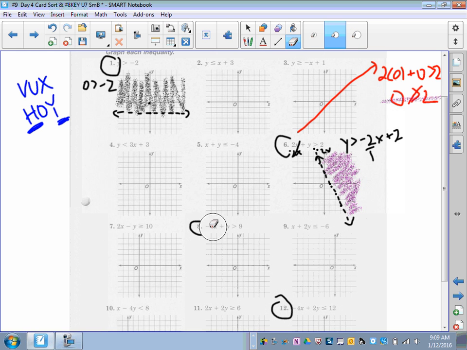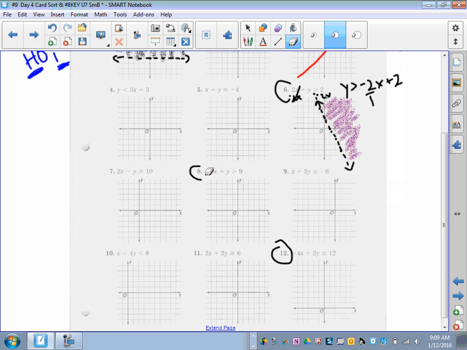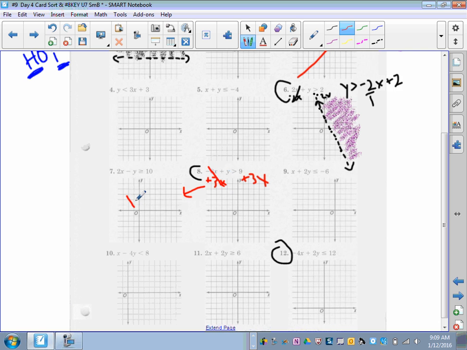All right, number 8. Gabby, what do you think we do to get y by itself, all alone on the left side? Very good. Add 3x. So add 3x to both sides. Those cancel. So I'm going to write it over here. I have y is greater than 3x plus 9.